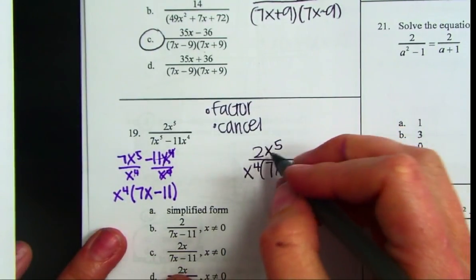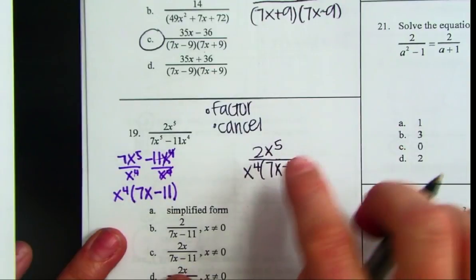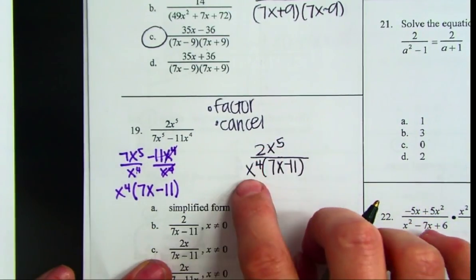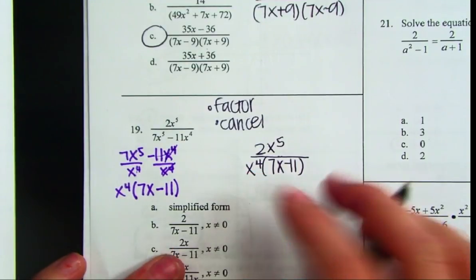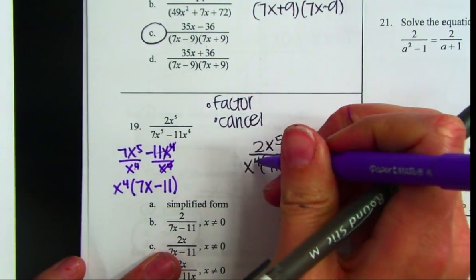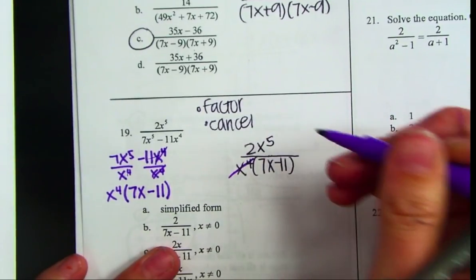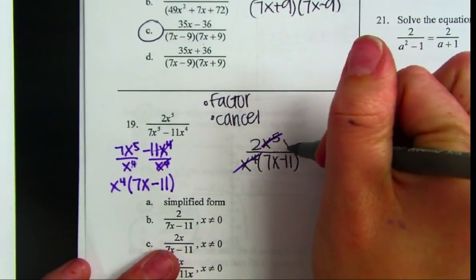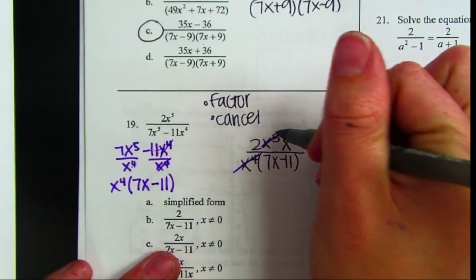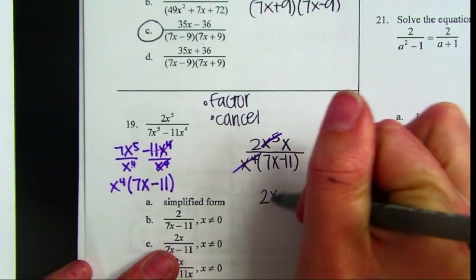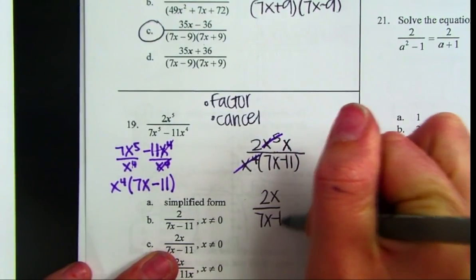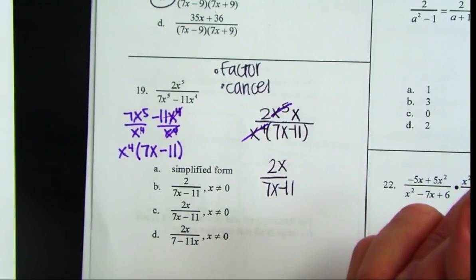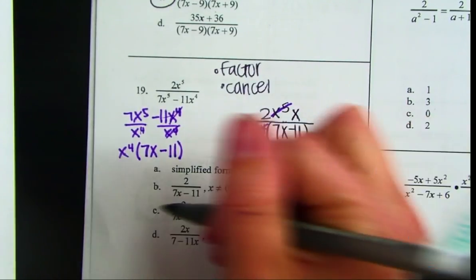Now what we need to do is cancel out. Up here, x to the 5th power means there's 5 x's being multiplied. X to the 4th power means there's 4 x's. So from the bottom, we can cancel out 4 x's. From the top, we can cancel out 4 x's, but it's still going to leave us with 1 x because there were 5. So the top of the fraction is 2x. Bottom of the fraction is just 7x minus 11. So my answer is C.